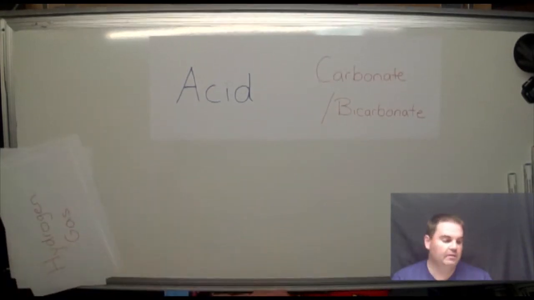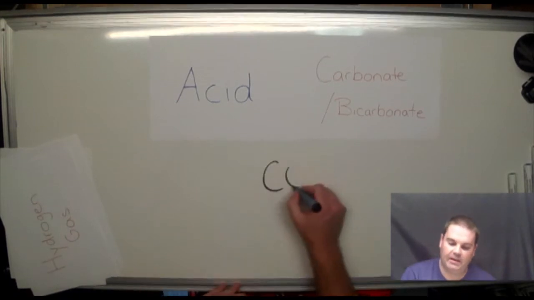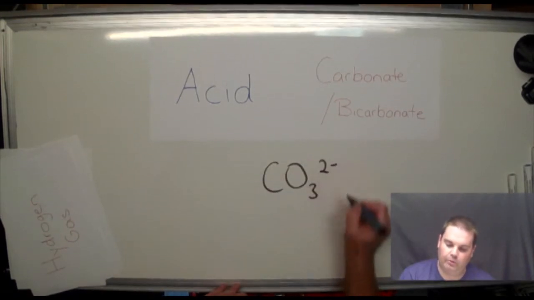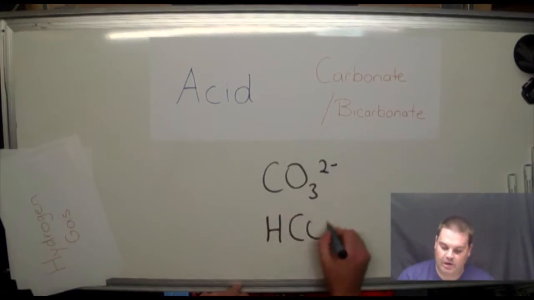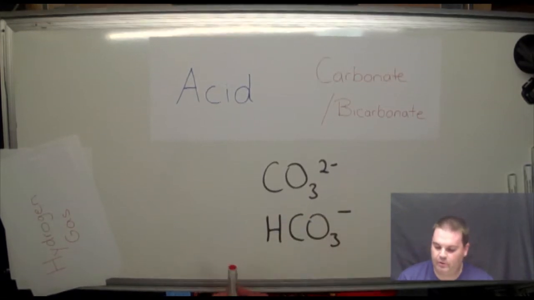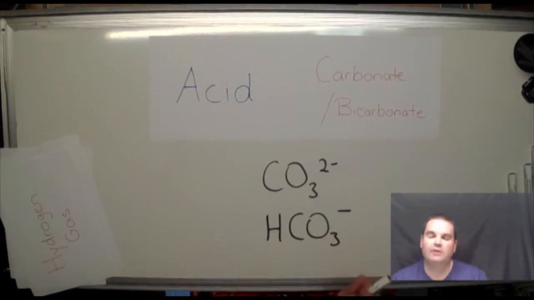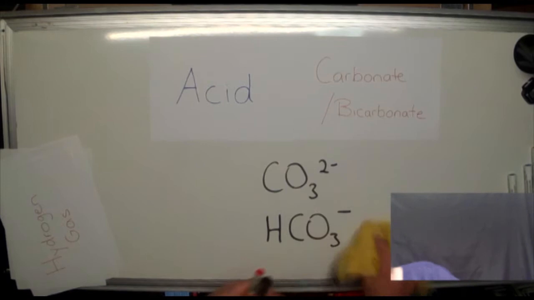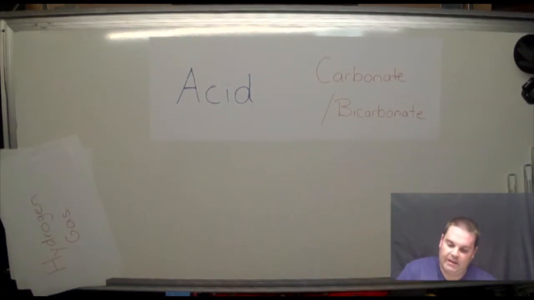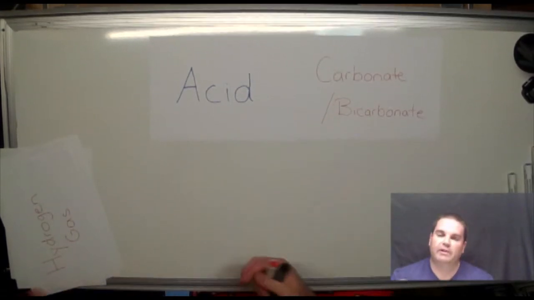If you don't know what a carbonate is, it's CO3 2 minus. The only difference is a bicarbonate has a hydrogen in there. It's HCO3 with a 1 minus. So the hydrogen is taking up one of the bonding sites on an oxygen. From these, if we have an acid and a carbonate, it's actually an acid-base reaction.